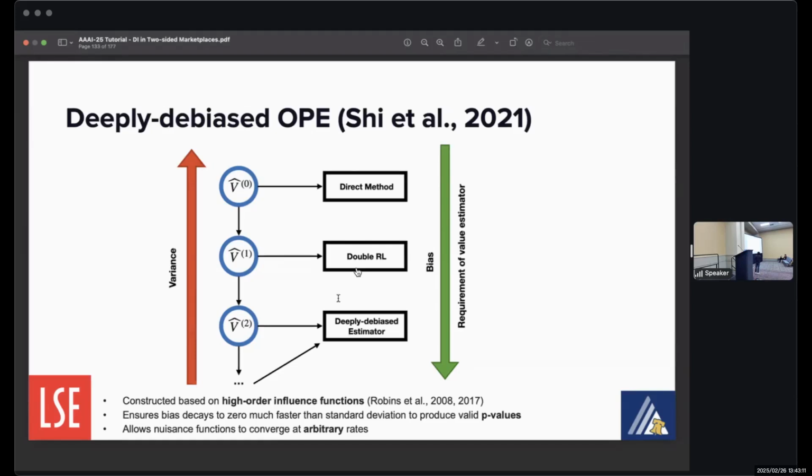So that's why we propose such a deeply debiased procedure, which iteratively debiases the bias of the value function estimator. It guarantees that if you apply this debiasing procedure sufficiently many times, then the bias of the resulting estimator will be much smaller compared to the standard deviation. And because of that, the resulting p-value, the uncertainty quantification procedure, becomes valid.